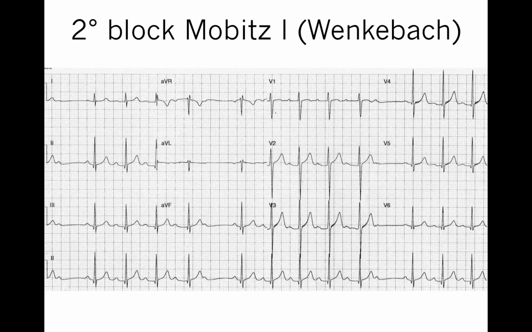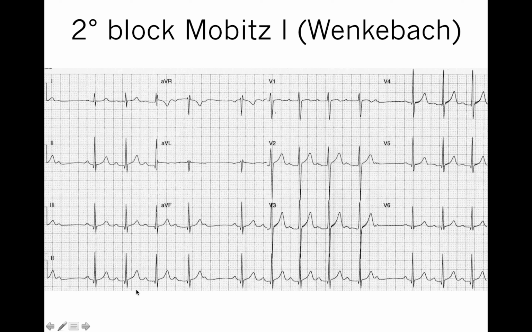So this is second degree type 1 Mobitz, also called Wenckebach. Here we have a P wave and a QRS. There's another P wave and another QRS. You see that the PR is getting longer. P wave, QRS, the PR continues to get longer. P wave, QRS, the PR interval is even longer now. There is a P wave with no QRS, so there's a dropped beat.